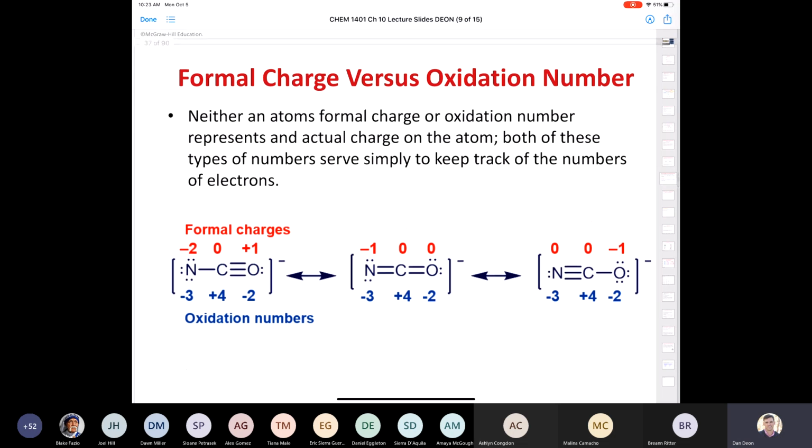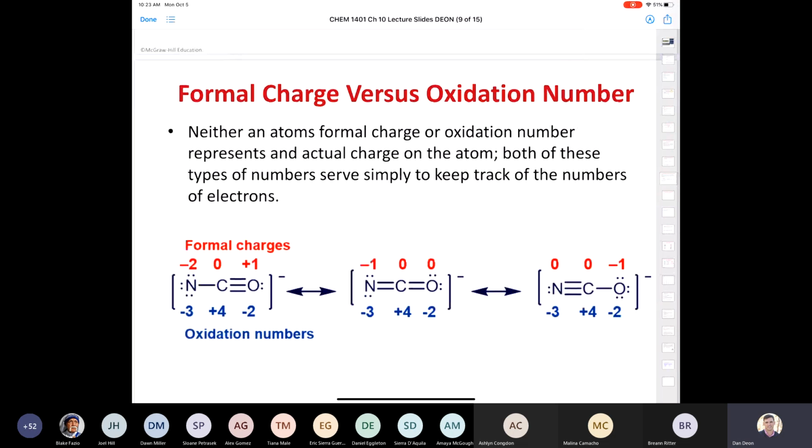Here's kind of a summary. If you're angry at oxidation numbers and angry at formal charge, here's something to ease the pain. Neither an atom's formal charge nor oxidation number represents an actual charge on the atom. But both of these types of numbers simply serve as different methods to keep track of the number of electrons. They both have their place in chemistry, and you have to be able to use either one.